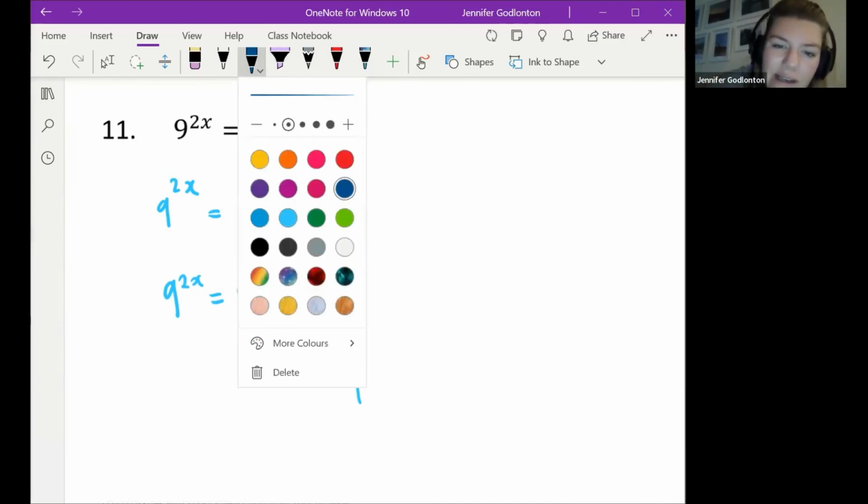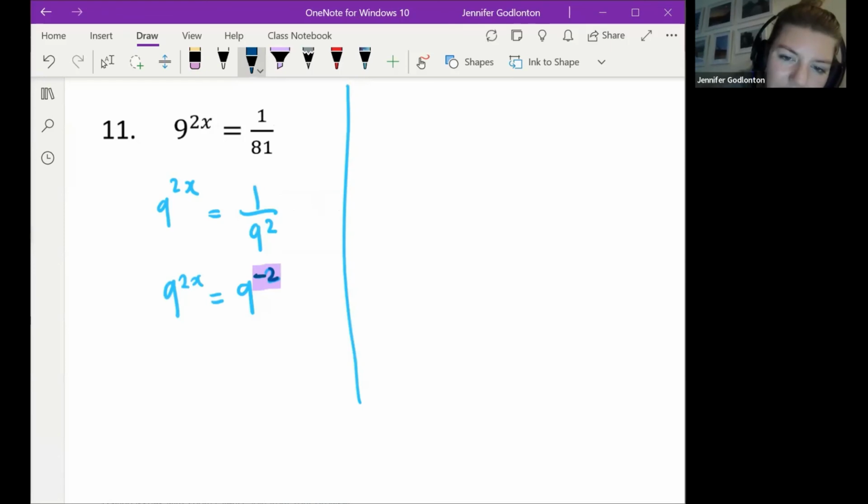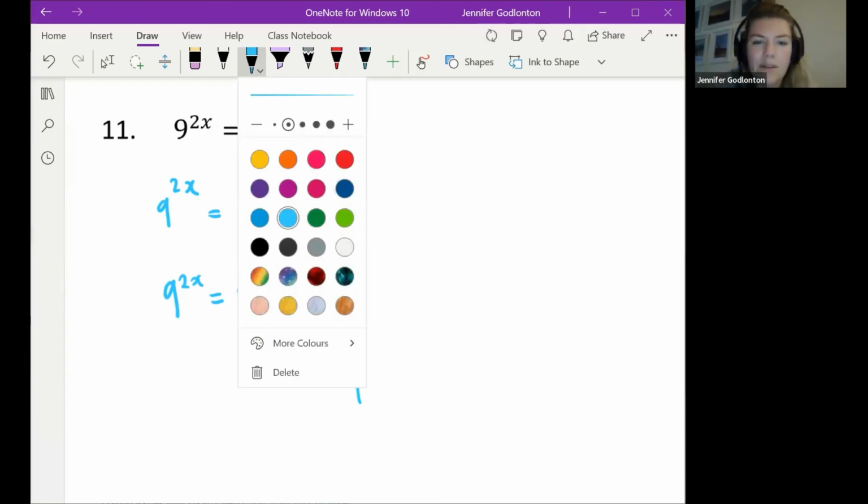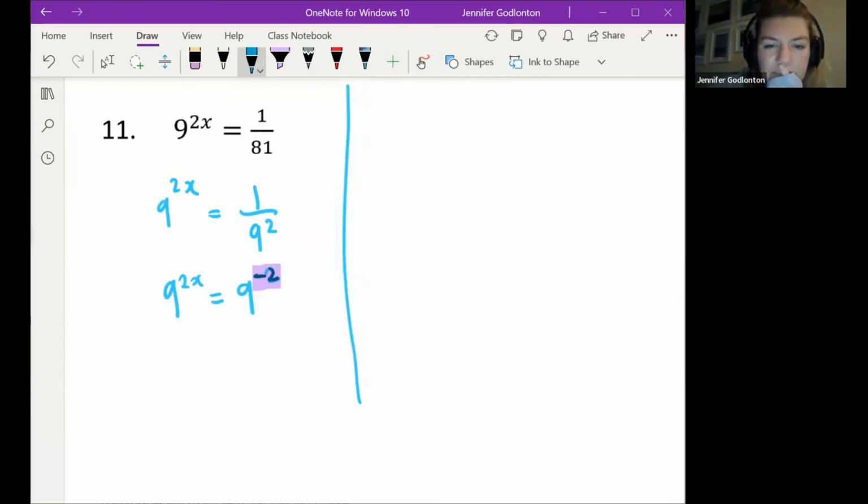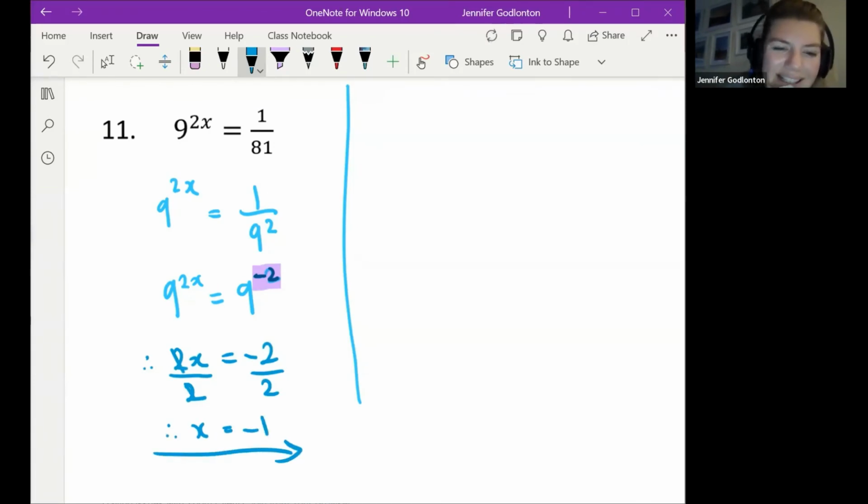Good. And guys, make sure that that 2 is a negative up there. Make sure that this is a negative 2. Next step, then you cancel out the 9s. So what's going to be left is 2x equals negative 2. Then to get the x alone, you have to divide by 2 on both sides. So it's going to be x equals negative 1. Excellent. Nice work.